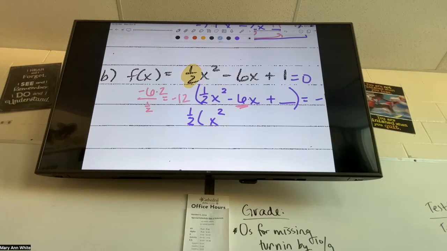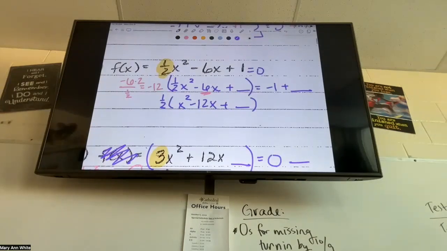So inside the parentheses, I'm gonna write x squared minus 12x plus blank. That's a little counterintuitive because we think, oh, we're dividing, we're getting smaller. Well, we're dividing by 1/2. So that's the same thing as multiplying. From this stage, though, I think you can do the rest on your own. Are you guys okay with how I factored that 1/2 out? Okay, I'm gonna be quiet.